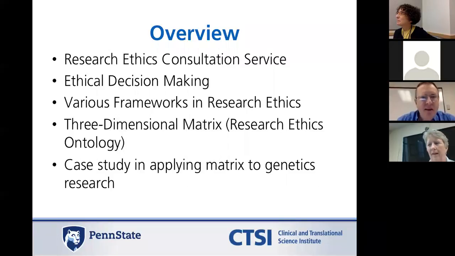So, then we're going to talk a little bit about some ethical decision-making frameworks and then various frameworks in research ethics. We'll go back to revisit the three-dimensional matrix on research ethics based on sort of ethical dimensions of systems research. And then we'll get into a case study in applying the matrix to some facial genetics research. But before then, if you have any questions or have any cases or examples you'd like us to go through or think through, we'd like to open that up as well.